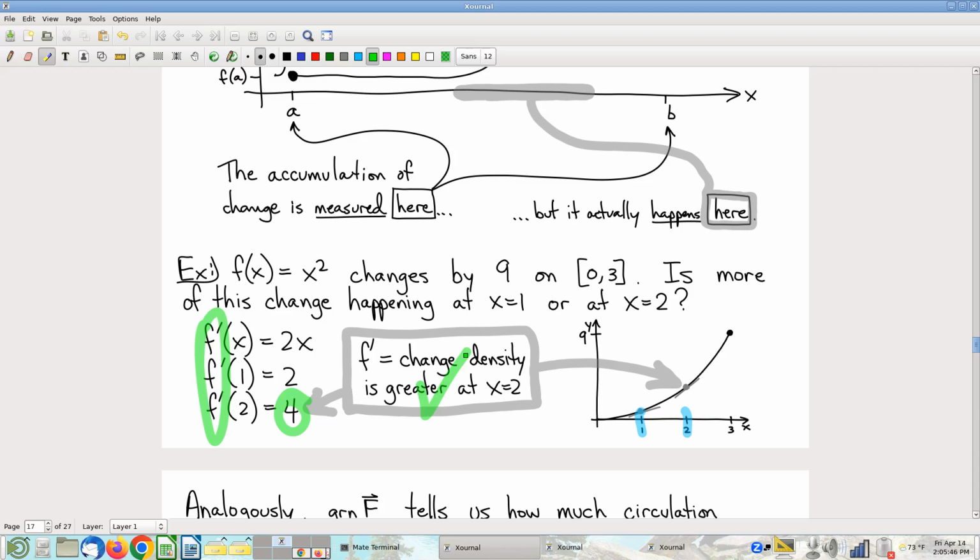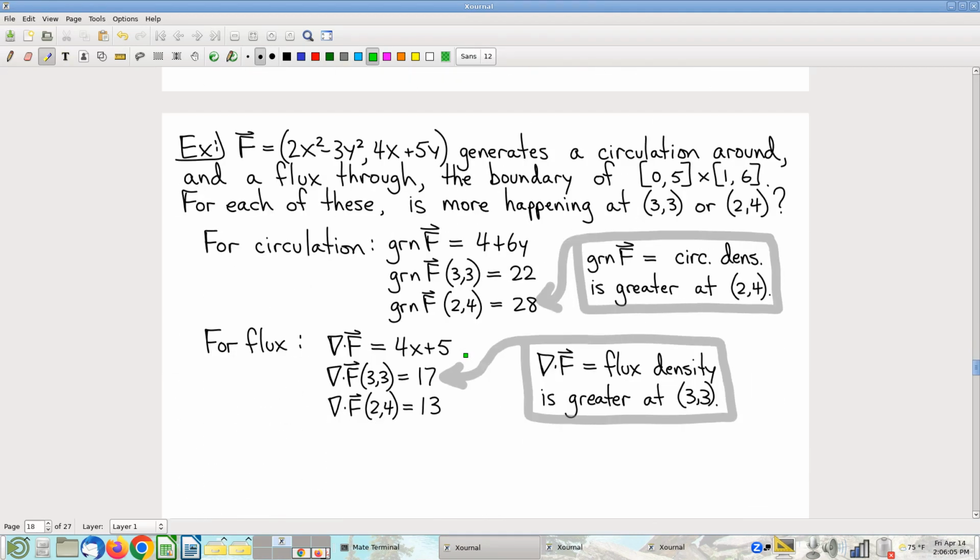So it's not just that these densities are our integrands. These densities also point to specifically where the total quantity is coming from and how much. And I think that's really valuable, if only for intuition's sake. And then we did this analogous example here. If you want to know where the circulation's coming from, look at circulation density, aka Green's operator. And wherever that is greater, that's the point where more circulation is happening between those two options.